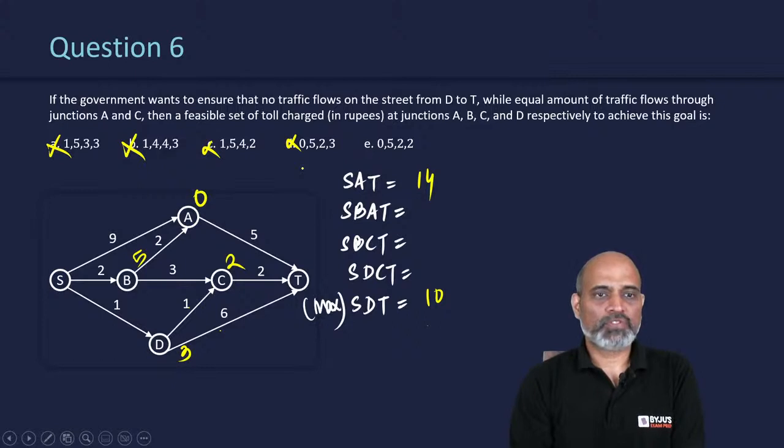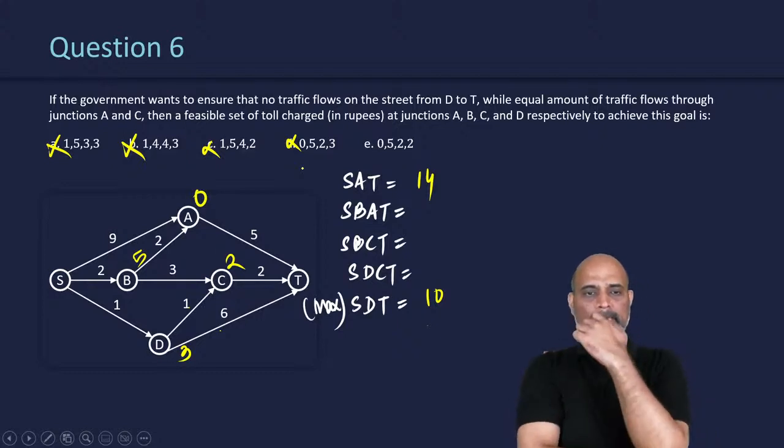With equal amount of traffic flowing through junctions A and C. A and C means SBCT and SDCT, they should be equal.